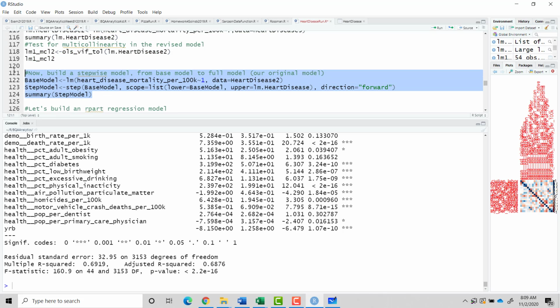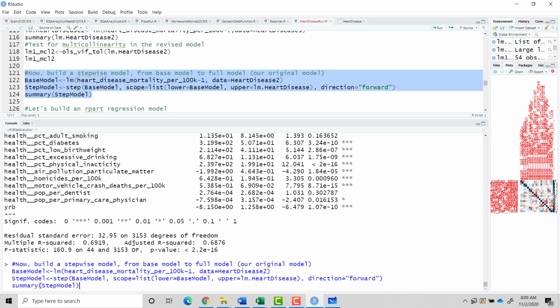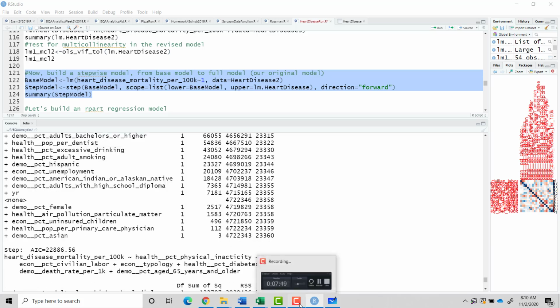So again, this is exactly what we did in Chapter 5. We built a base model, which was just the intercept. We built a full model. And then we went through to the full model, adding variables based on a model fit measure called the AIC, or adjusted R squared, until the model, accounting for the number of variables, gets no better. So let's run this and I'll pause the video again.